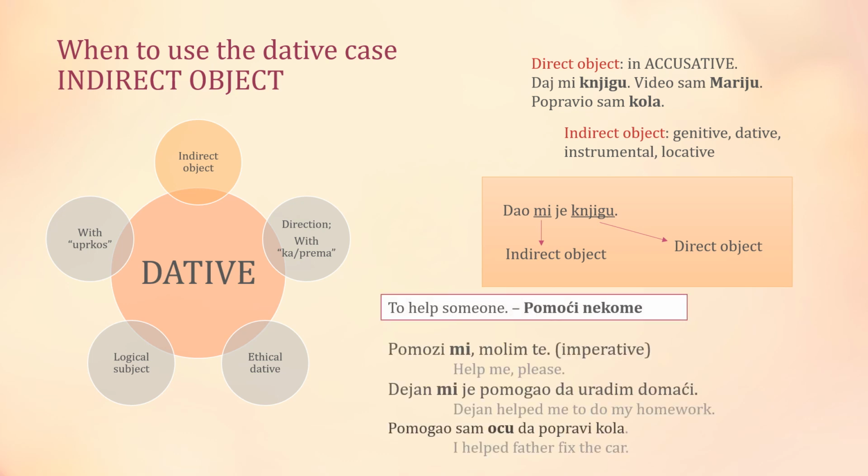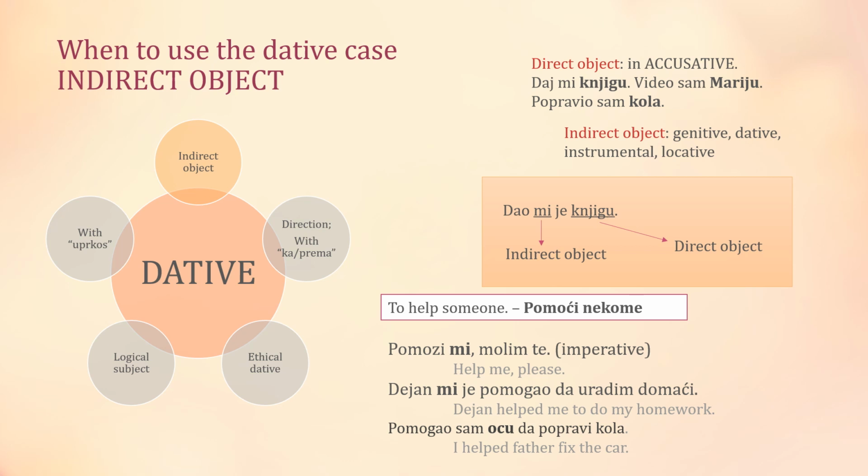But the dative doesn't have to involve giving. There are other ways that you could make an indirect object. Take, for example, to help someone, pomoći nekome. That someone is the indirect object of the sentence. Pomozi mi, molim te. Help me, please. Mi is the dative again, and the indirect object of this sentence, the potential recipient of help. Dejan mi je pomogao da uradim domaći. Dejan helped me to do my homework.